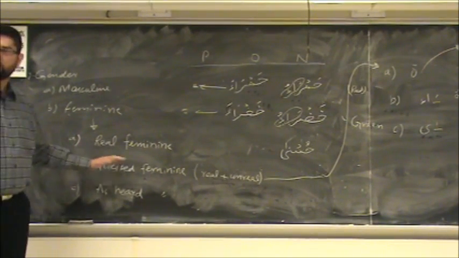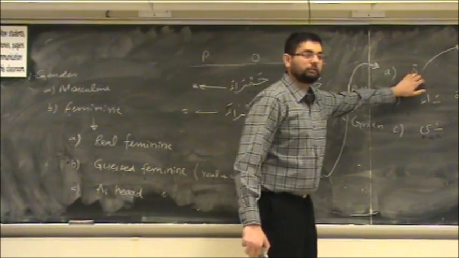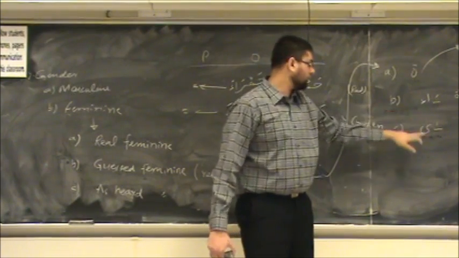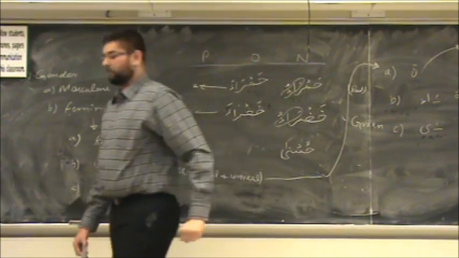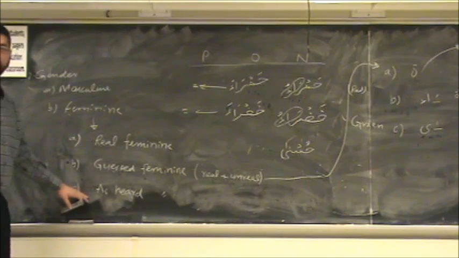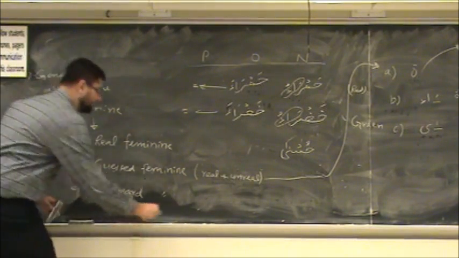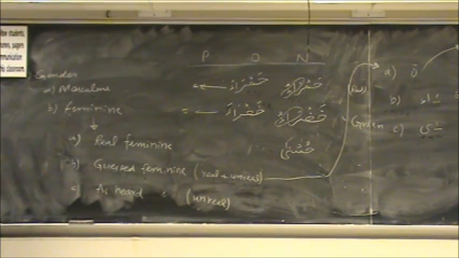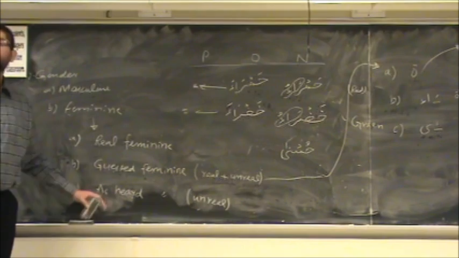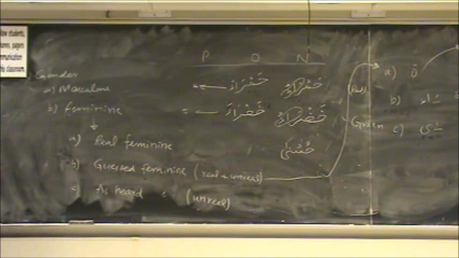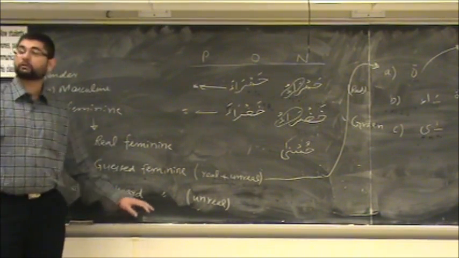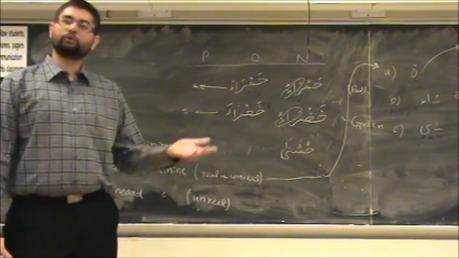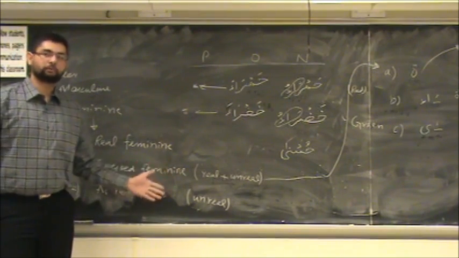If they are unreal, we can guess by looking at the ta marbuta at the end, or this pattern, alif mamduda, or this pattern. Now the third type of feminine are those that are all unreal, which do not have any identification, but the native speakers call them feminine. So we also shall call them feminine.